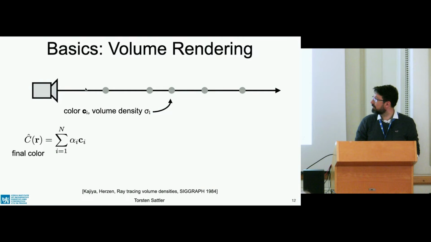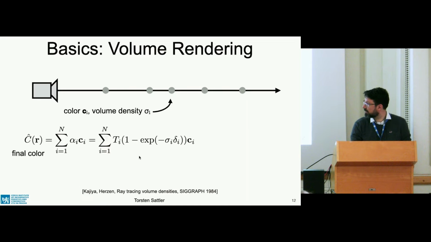So how do we actually get the color? We have this ray that we shoot for each pixel. We have samples. For each sample, we have a color, which is RGB, and a volume density, which essentially says, is this part of the space occupied or close to some surface or not? If it's not occupied, you get basically 0. Otherwise, you get a large value. The value doesn't have to be between 0 and 1, but it could have larger values.